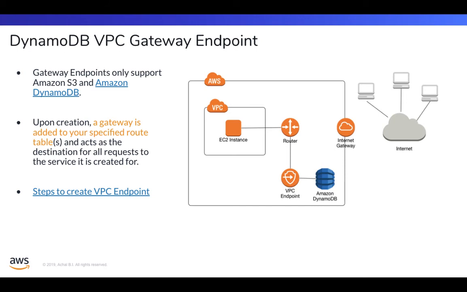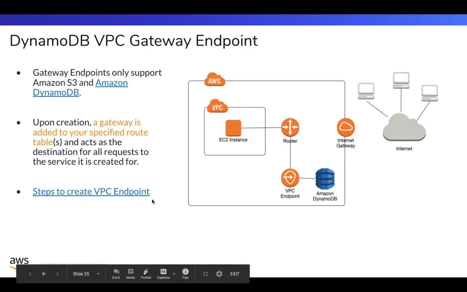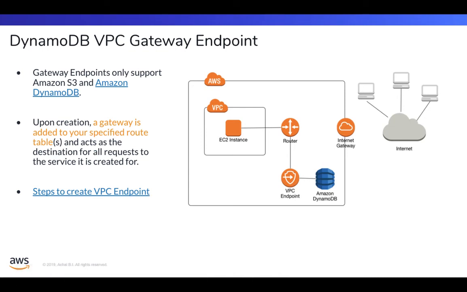So gateway endpoints are supported for Amazon S3 and Amazon DynamoDB tables. Upon creation of VPC endpoints for these gateways, a record is added in your route table, and all requests are routed through that route table. I have added a link here to check how to create VPC endpoints for DynamoDB tables. Please go ahead and check it out.